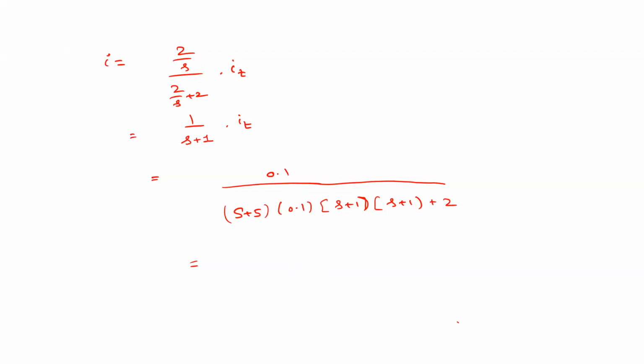So s plus 5 whole square, 1 divided by s plus 5 whole square, 1 into s plus 6, s plus 5 whole square into s plus 6. Okay, so that means minus 0.1 will be cancelled out somewhere. Yes, sir. Okay then, so it will be 1 by s plus 5 square into s plus 6.